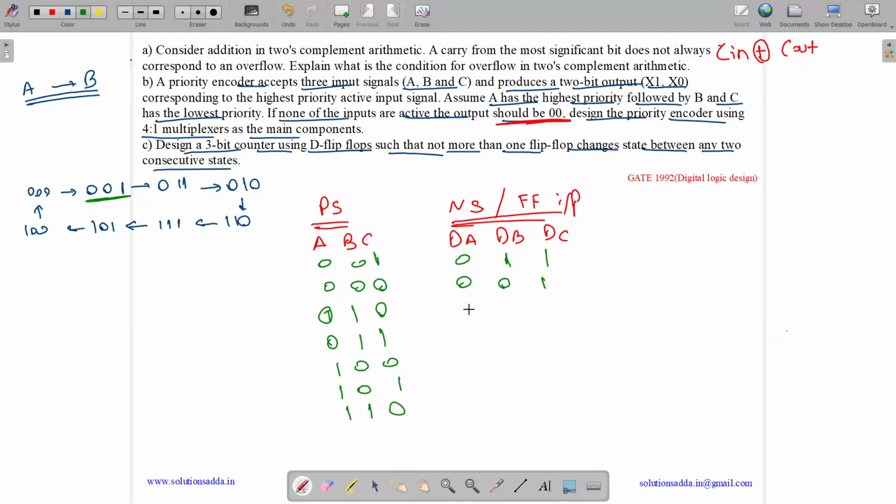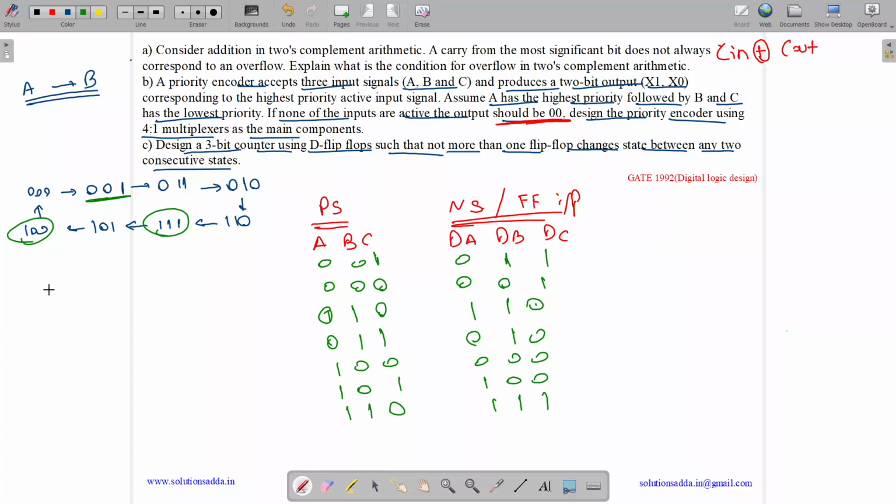For this, the next state will be 110. For this, the next state will be 010. For the next one, it will be 000. For the next one, it will be 100. Next one, it will be 111. This one we filled using this. Let us see, suppose for 111, next state is 101. So for 111, it should be 101. Okay. And let us see for 100. For 100, the next state is 000.